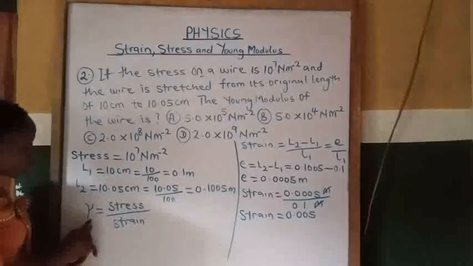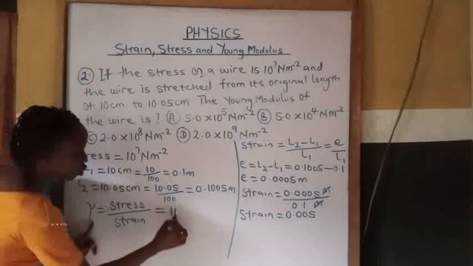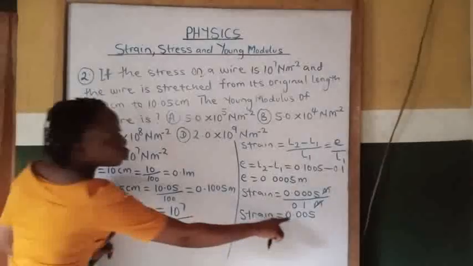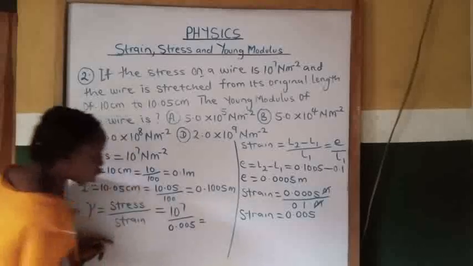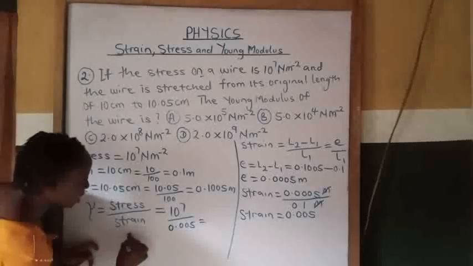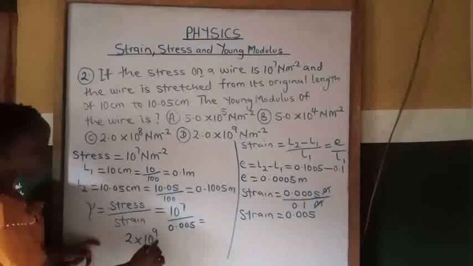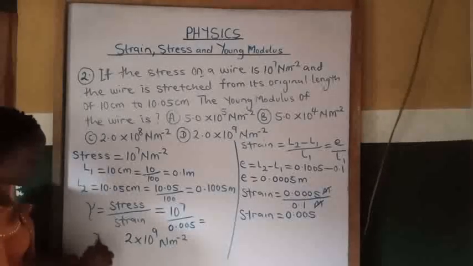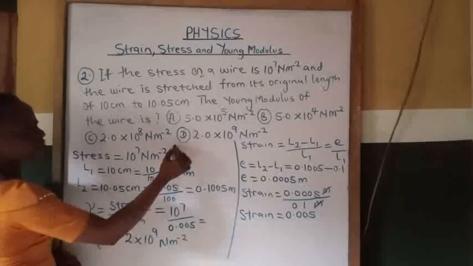So let's come back to Young modulus. So Young modulus equal to the stress. So what is stress? That is 10 raised to power 7 divided by the strain. So strain is 0.005. So by the time you divide 10 raised to power 7 by 0.005, you are going to get 2 times 10 raised to power 9. So 2 times 10 raised to power 9 what? Newton per meter square. So this is Young modulus. So Young modulus equal to 2 times 10 raised to power 9 Newton per meter square. So the correct option is what?